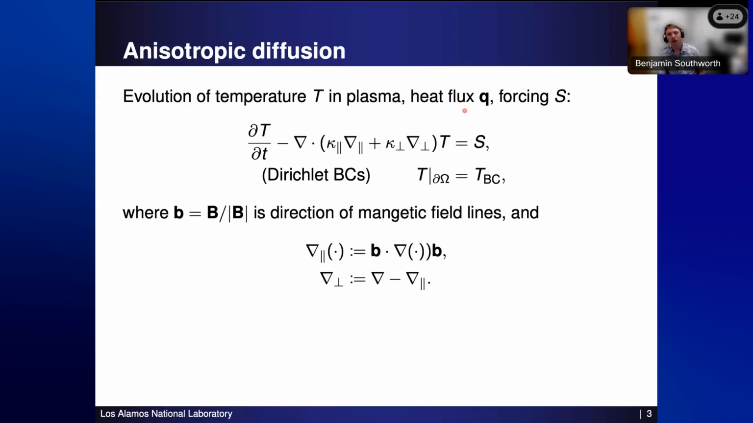Okay, so anisotropic diffusion. Most people know what this is. We have the evolution of temperature and plasma. Forget the heat flux for now because we're in second order form. We have some forcing term. And here's our operator. The way we write it here is we have split the gradients into kappa parallel and kappa perp. Kappa parallel will be parallel with the magnetic field lines, so heat conduction following along the magnetic fields. And kappa perp is going to be orthogonal to the magnetic field lines. And what will be here is a normalized direction of the magnetic field.